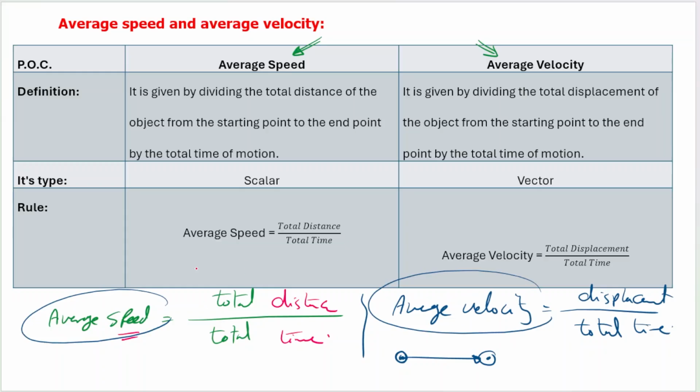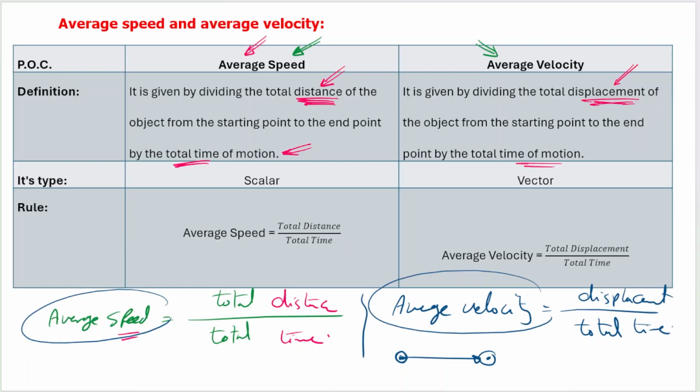So what's meant by average speed? It is given by dividing the total distance of the object from the starting point to the end point by the total time. But what's meant by average velocity? It is given by dividing the total displacement of the object from the starting point to the end point by the total time. So can you see? Here we have displacement. Here we have distance.